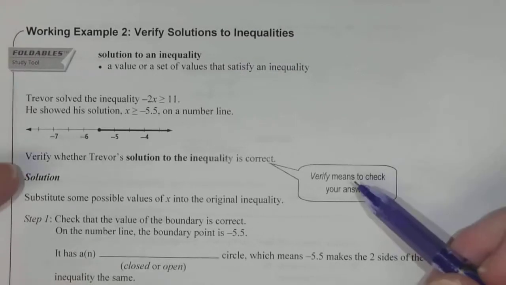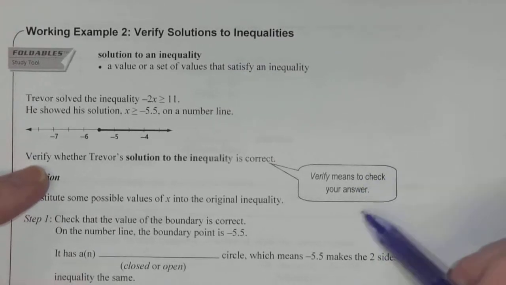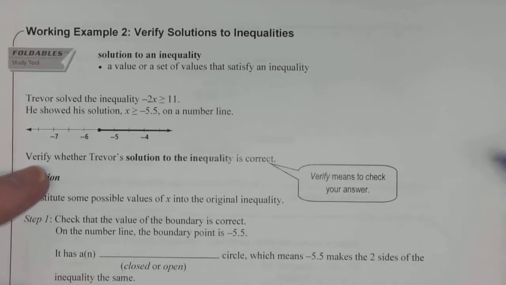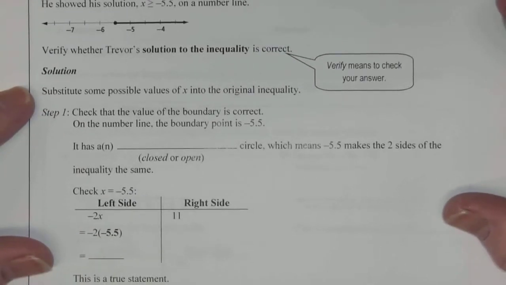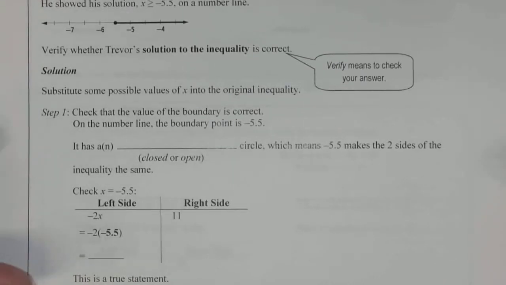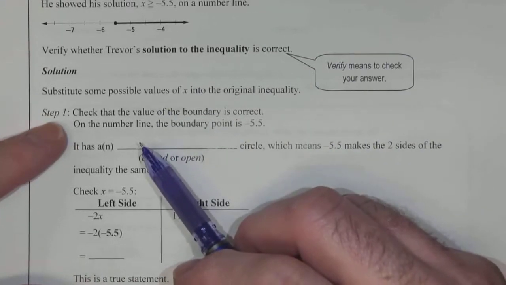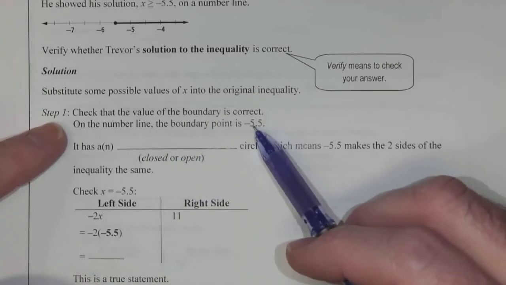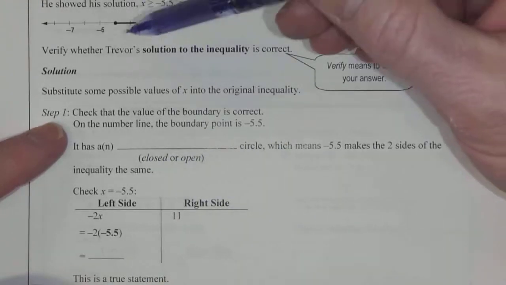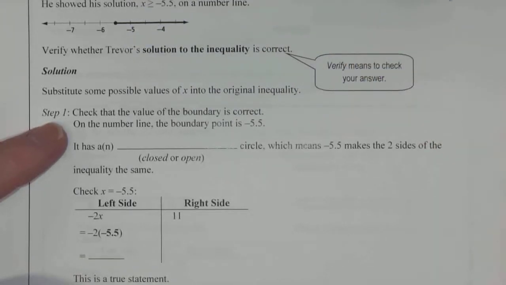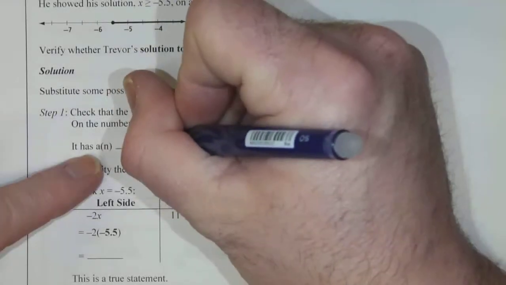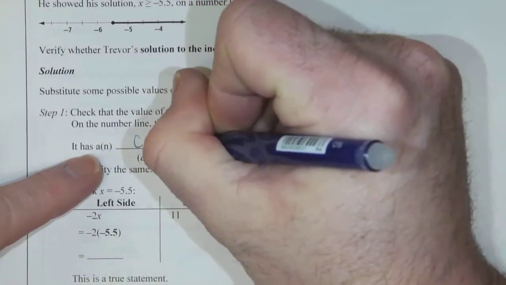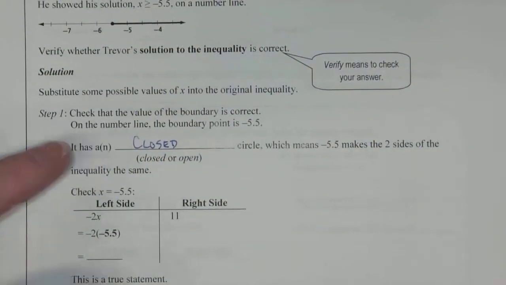boundary point there. The word verify, in case you're not sure, means that you're checking your answer. You're confirming that you've got the right answer. So let's do some substitution of some possible points for x into this inequality and see what kind of results we come up with. We're going to start with step 1, check that the value of the boundary point itself is correct. So on the number line, he had negative 5.5 for his boundary point. So let's test that. Now, in this case, it was a closed circle, so it must include negative 5.5 to make both sides equal.